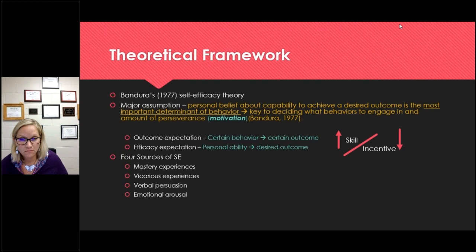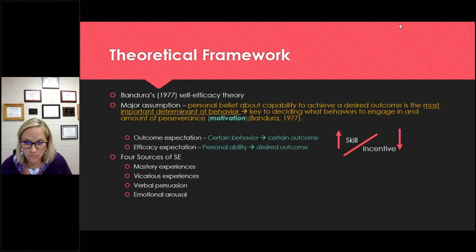So my theoretical framework is Bandura's self-efficacy theory. The major assumption in that theory is that your personal beliefs about your capability to achieve a desired outcome is the most important determinant of your behavior. Obviously, that's key in motivation, in deciding which behaviors to engage in and how much perseverance or effort you will show in persevering through adverse circumstances.